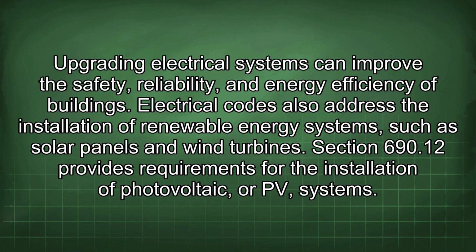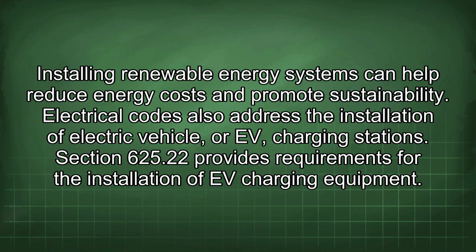The electrical codes also address the installation of renewable energy systems such as solar panels and wind turbines. Section 690.12 provides requirements for the installation of photovoltaic, or PV, systems. Installing renewable energy systems can help reduce energy costs and promote sustainability.